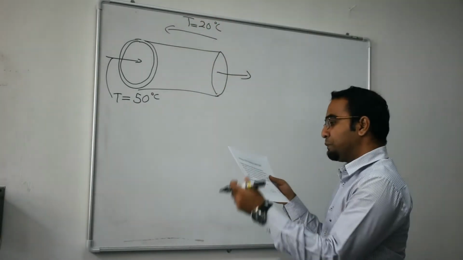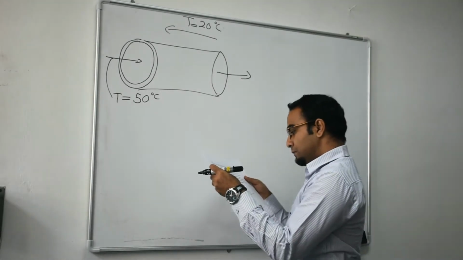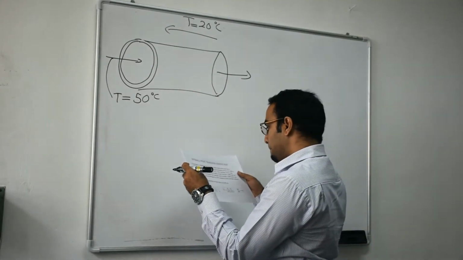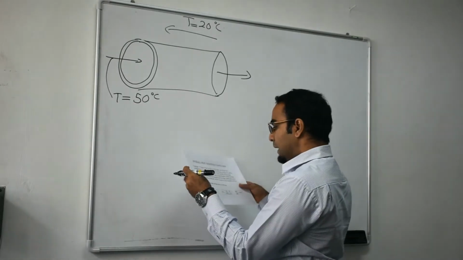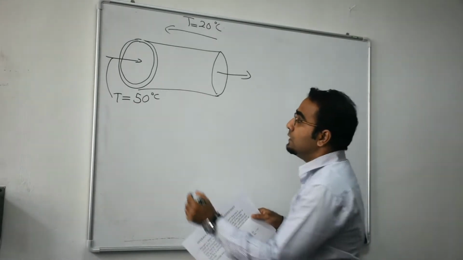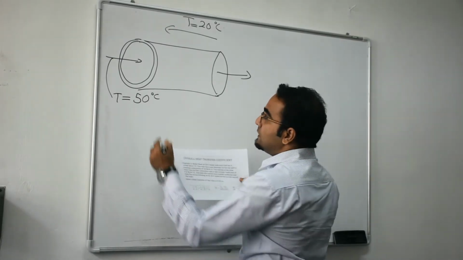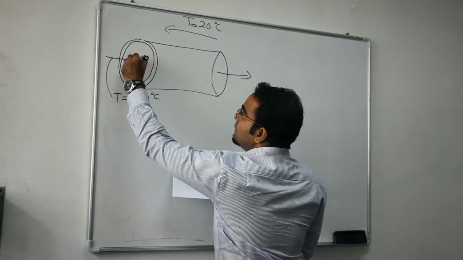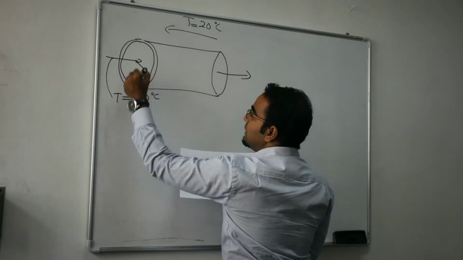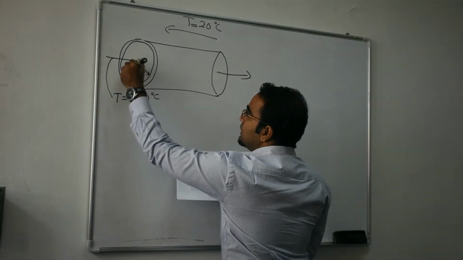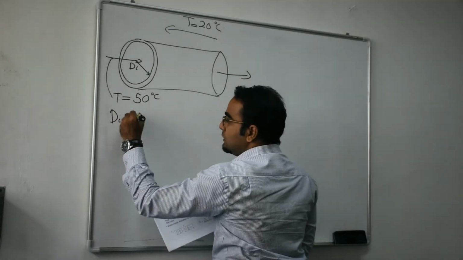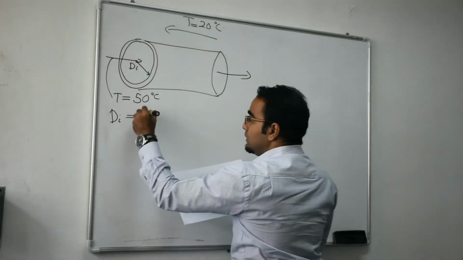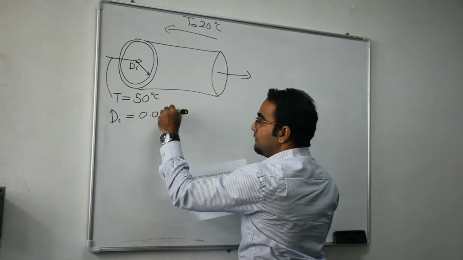So we know the diameter of the tube, the inside diameter. So let's say this is the point. This is the inside diameter, di. di is equal to 0.025 meter.